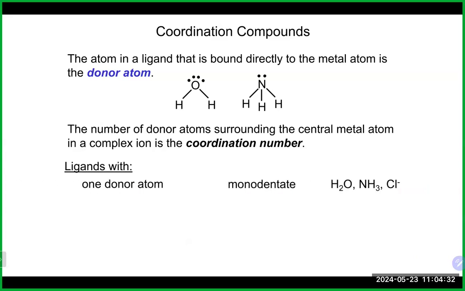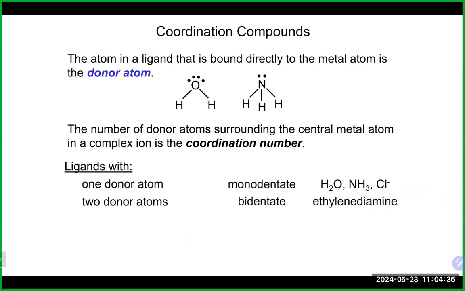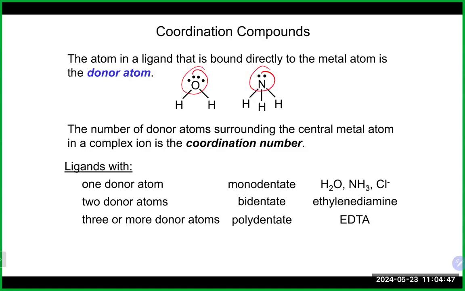Now, when we look at a ligand, they are not all necessarily the same in terms of how they interact with the metal. There are certain atoms on the ligand that are donor atoms. For example, here the nitrogen and the oxygen are considered donor atoms for our ligands. The number of donor atoms that bond directly to the metal is what's known as its coordination number.